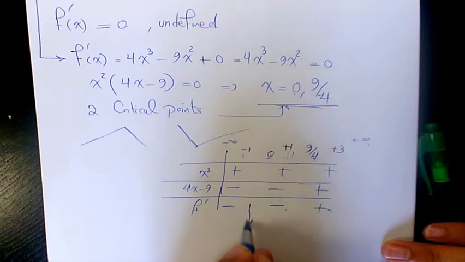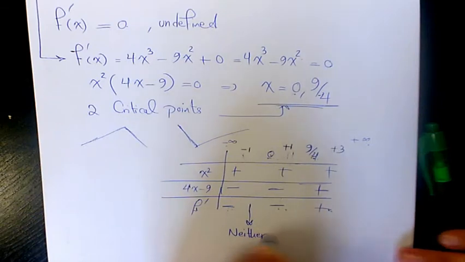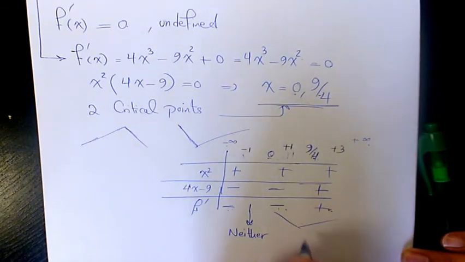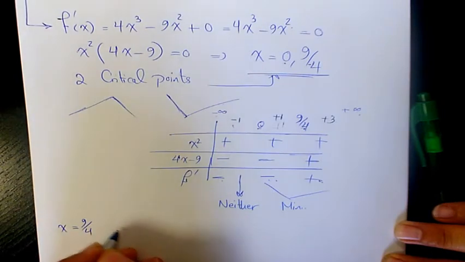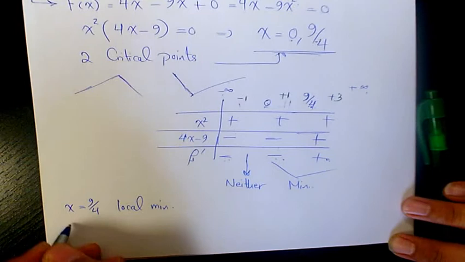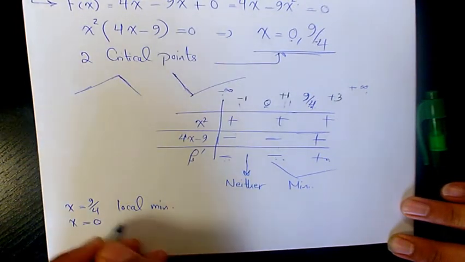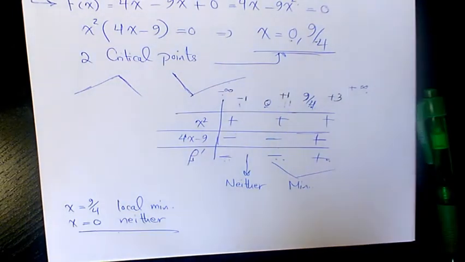So this critical point, since it's negative and then negative, is going to be neither. And here it is going down and then it's going up. It means that we are dealing with a minimum. So we can say x equals 9 over 4 is a local minimum, and x equals 0 is neither. So that's going to be the final answer.